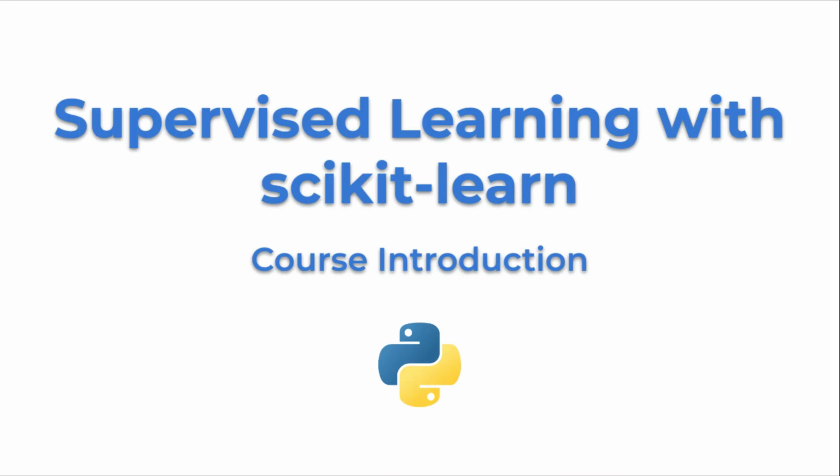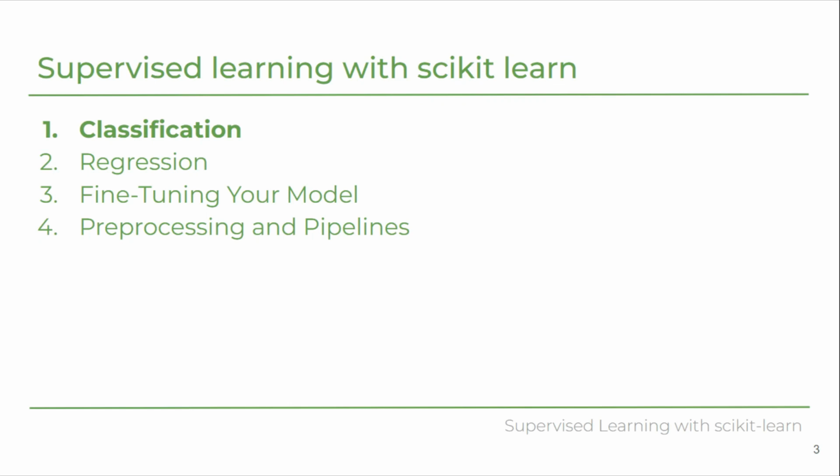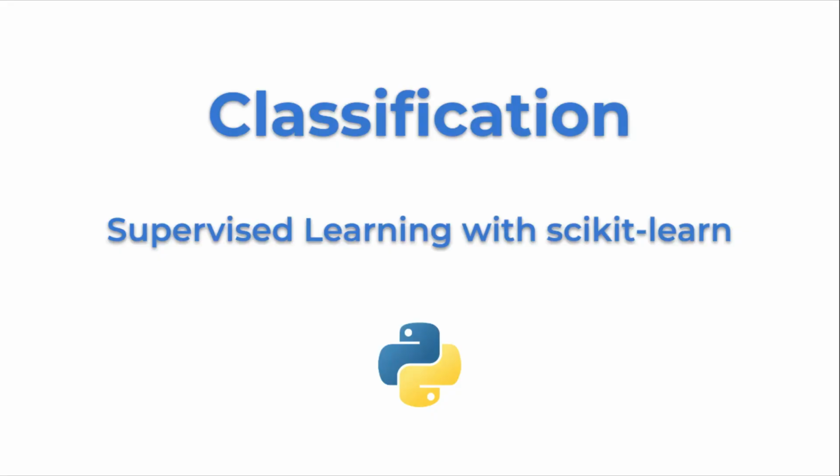Using real-world datasets, you'll find out how to build predictive models, tune their parameters, and determine how well they will perform with unseen data. This course consists of 4 chapters, which are classification, regression, fine-tuning your model, and lastly, pre-processing and pipelines. In this video, we will be covering Chapter 1, Classification.